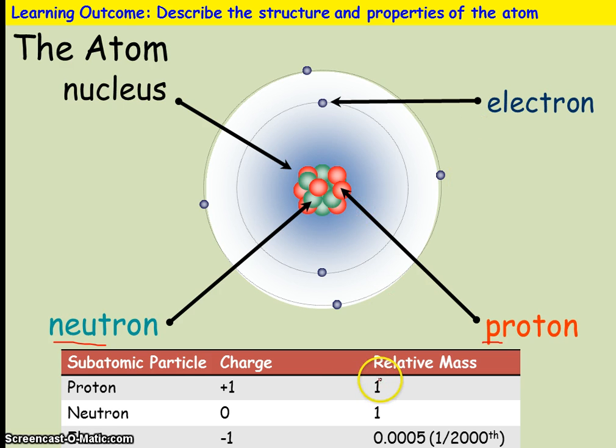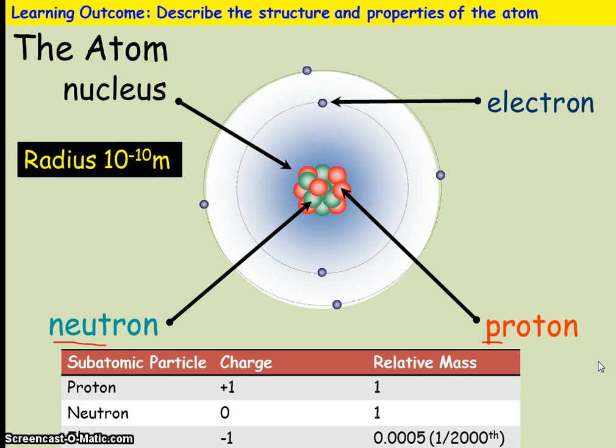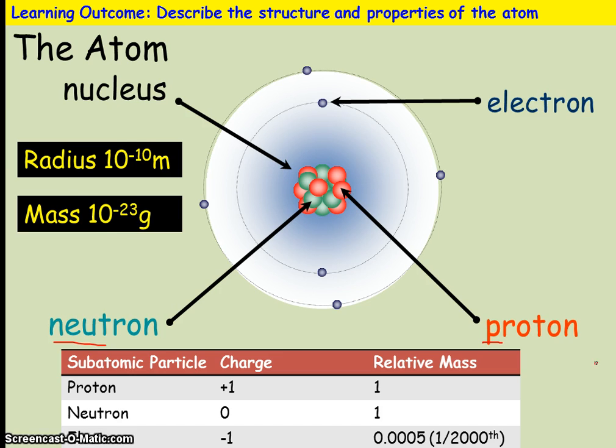The protons and neutrons both have a relative mass of 1 because they're approximately the same size. Electron in comparison is about 2,000 times smaller. An atom is very small, it's got a radius of 10 to the -10 meters, and it's got a very small mass of 10 to the -23 grams.